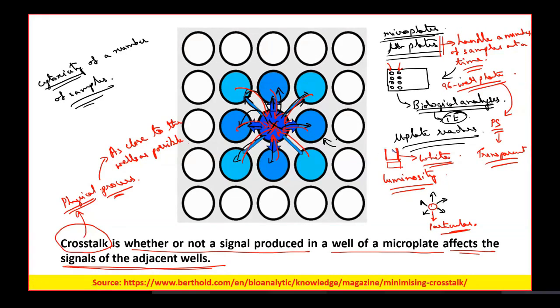Now, due to this reflection, the photons will ultimately come out through the bottom of the sample from the well itself, right? And due to this reason, the loss of photons will be quite low, and you will be able to get a higher signal to noise ratio.